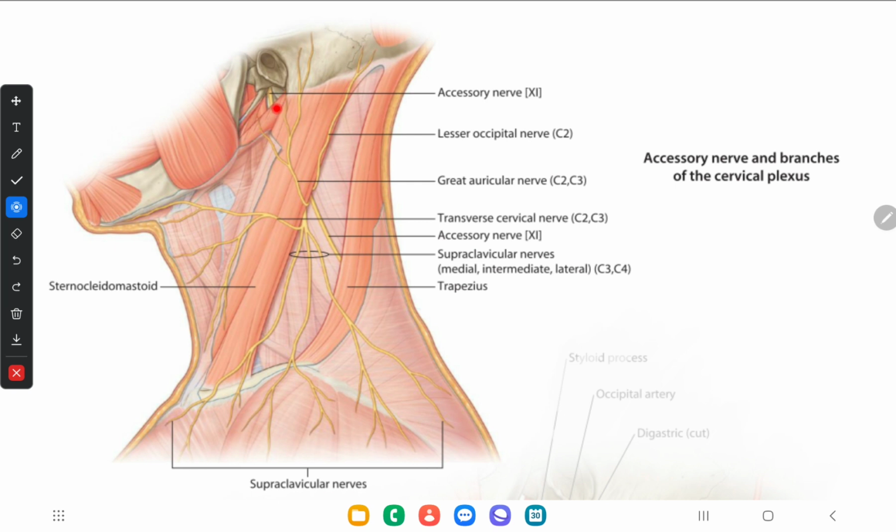From here, carry the line to the midpoint of the posterior margin of the sternocleidomastoid muscle and further downward to a point on the anterior margin of the trapezius, roughly about 5 centimeters above the clavicle.